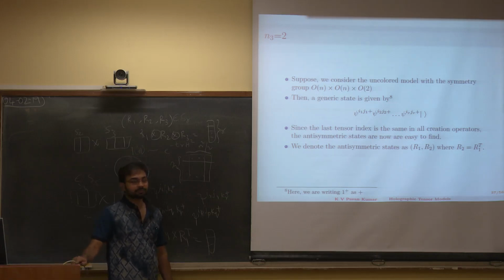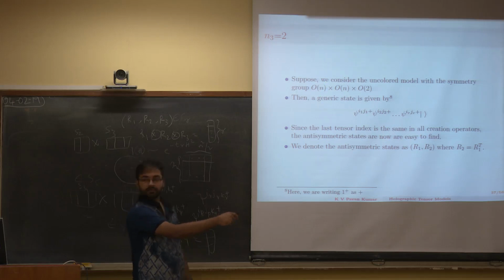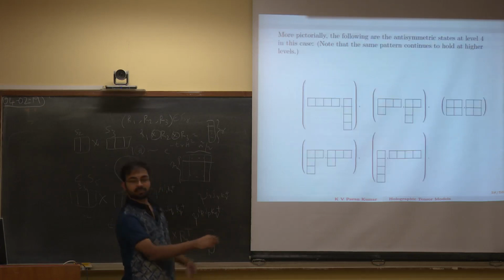One thing I want to emphasize here is that finding the antisymmetric states is easy for ON times O2. It is a very well understood thing. As compared to, say, ON times ON, there is no such simple formula; it's a very complicated thing.